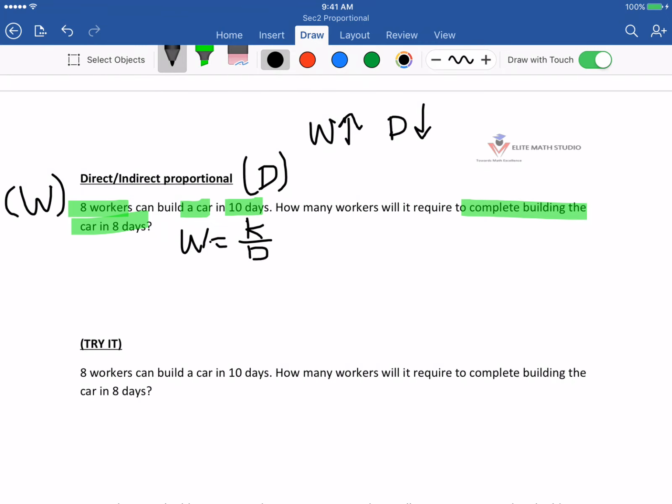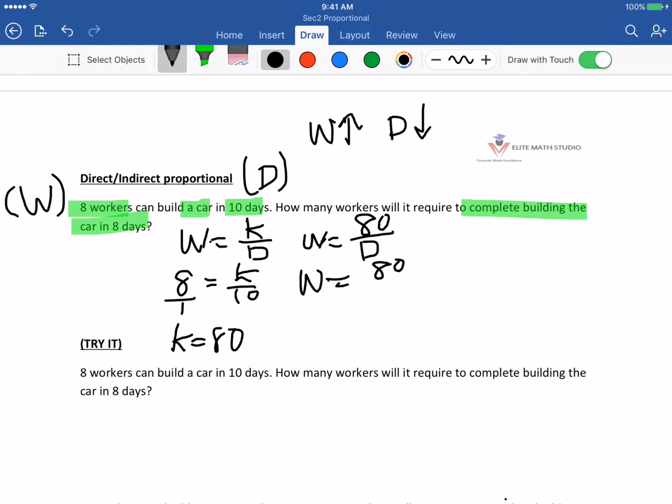The next step, substitute 8 as W and 10 as D. Same thing, 8 over 1, cross multiply, we know that K will be equal to 80. Substitute it back in. W equals 80 over D. How many workers are required to complete in 8 days? So replace D by 8. So it's just 80 over 8. W equals 10. That's the final answer.